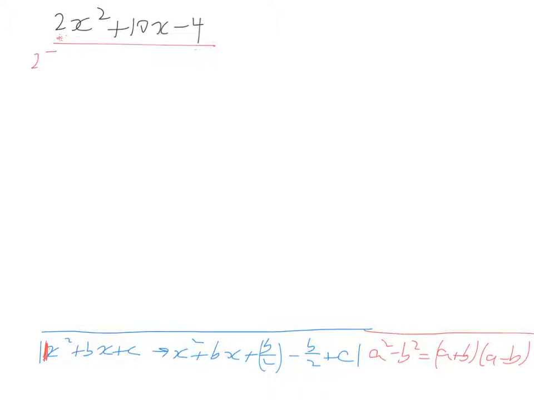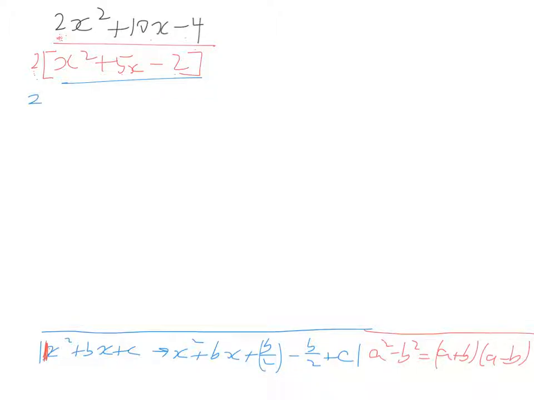2, and I'm going to use a big square bracket, x squared plus 5x, because 5x times 2 gives us 10x, minus 2, because -4 divided by 2 gives us -2. So that's what we've got there. And now we can complete the square on this thing here. But we've got to leave our 2 at the front all the time.